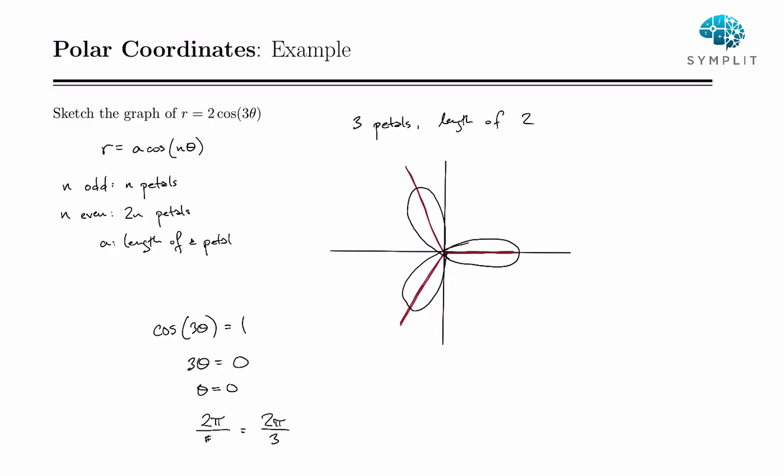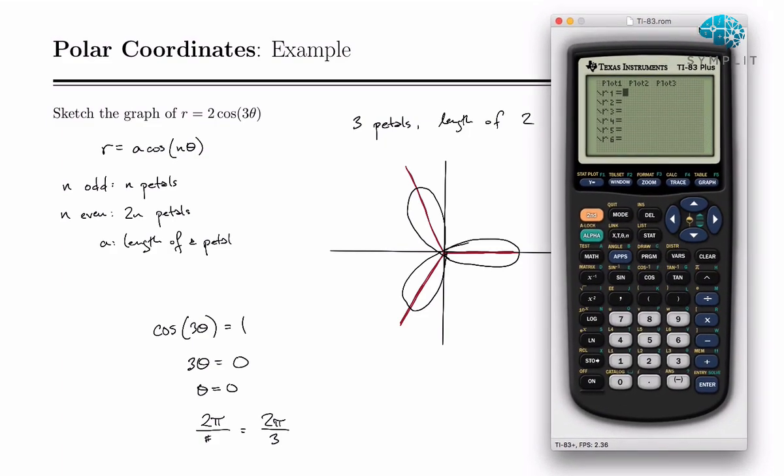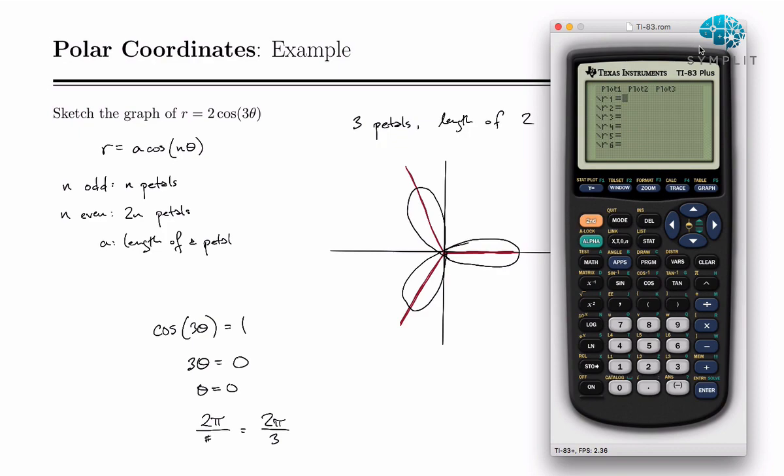Let me show you on the calculator kind of how that works. I'll type this in just so you can see. So we have 2, and then cosine of 3 theta. And now we can graph that. And you can see that it wraps around like that. And of course it comes out to 2 there.